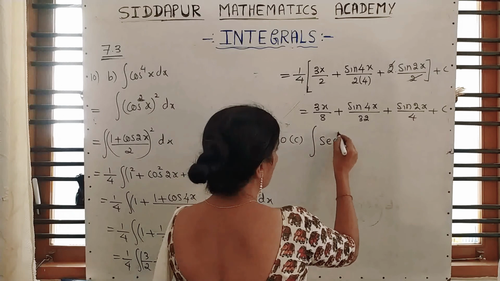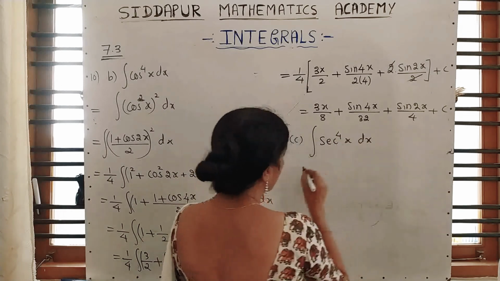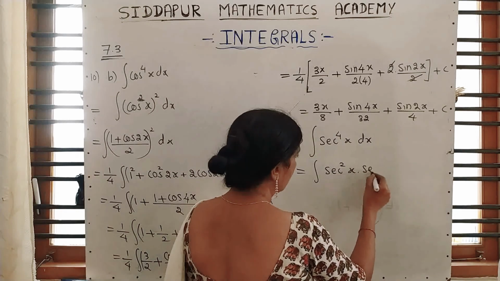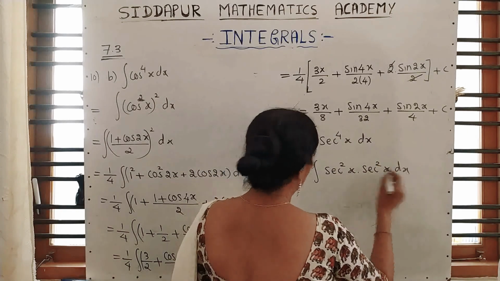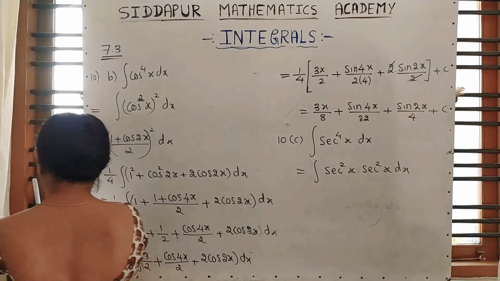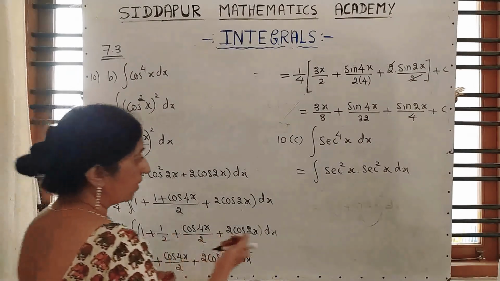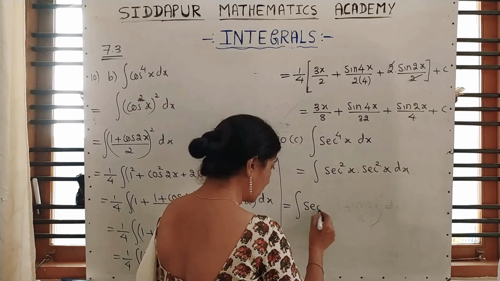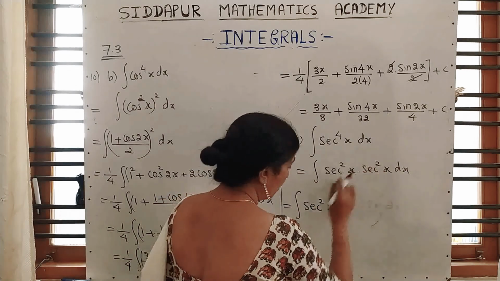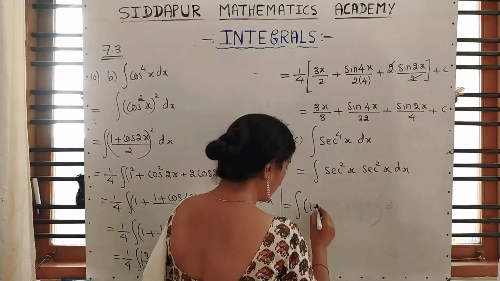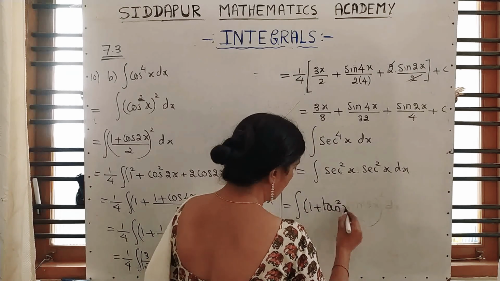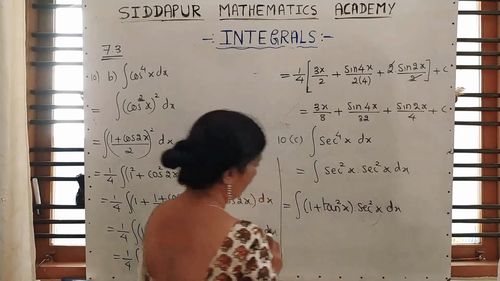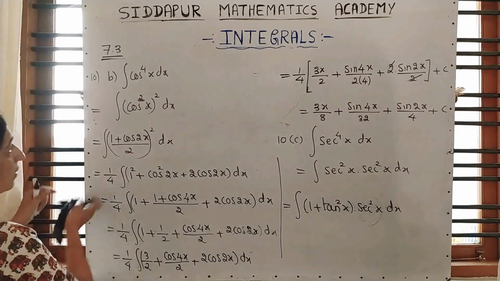Secant raised to 4. Secant raised to 4 I am writing as secant square x into secant square x. See, this is a little bit different compared to previous. Out of that 2 secant squares, I am splitting only 1 secant square as 1 plus tan square x. 1 secant square I kept as it is. Please note down that.